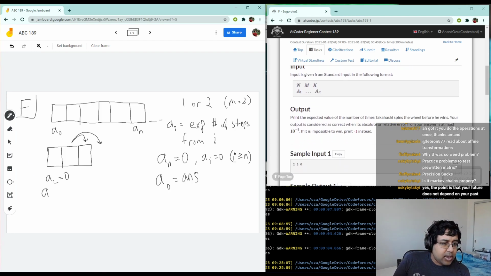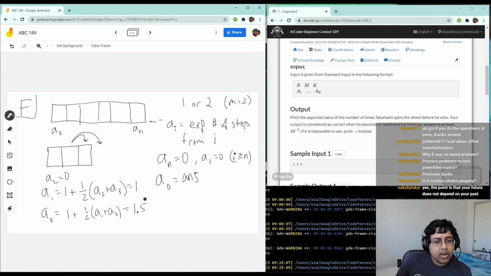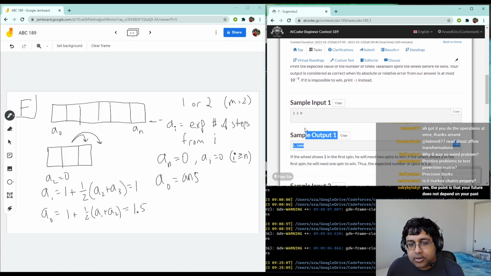So a1 equals 1 plus, so you're taking this one step, and then you have a 1/2 chance of going to either a2 or a3. And then a2 and a3 are both 0, so this is just 1. And then a0, by the same logic, is 1 plus 1/2 times (a1 plus a2). And here, a1 plus a2 is 1, so this is equal to 1.5. And that's the answer. Okay, cool.